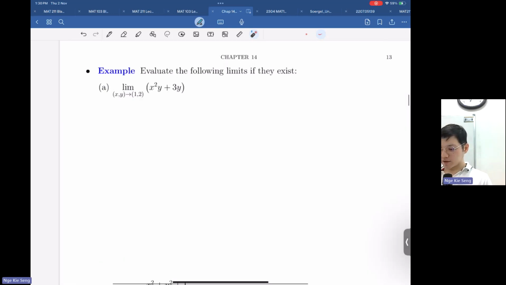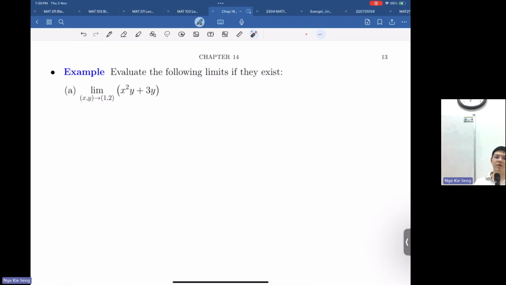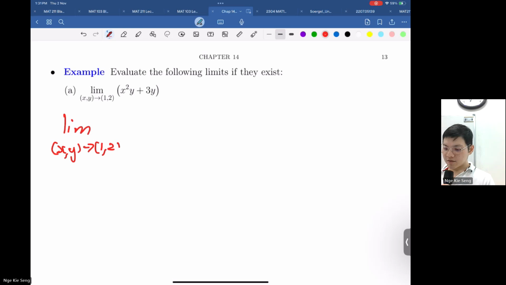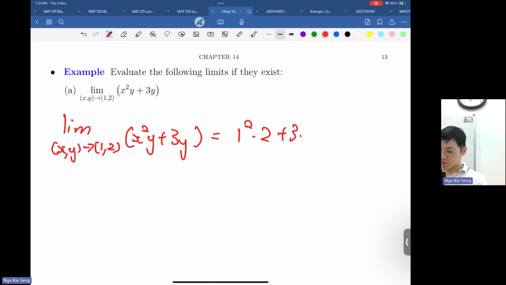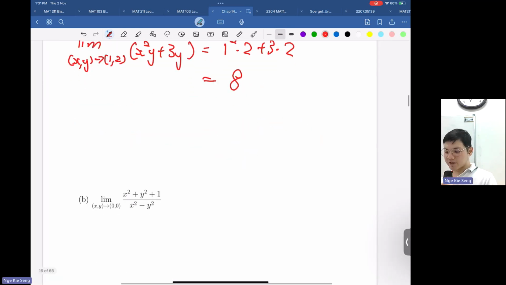So, first one, what's the limit of this polynomial here? Just now we said that a polynomial is always, what's the property that a polynomial has? Continuous. Although we haven't discussed what continuous is, this is the fact. So x squared y plus 3y is continuous. So we can just evaluate this polynomial at the point where we want to find the limit, which is x equals 1 and y equals 2. This is straightforward.